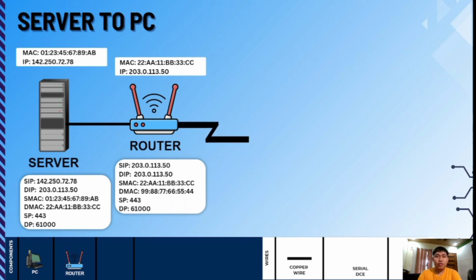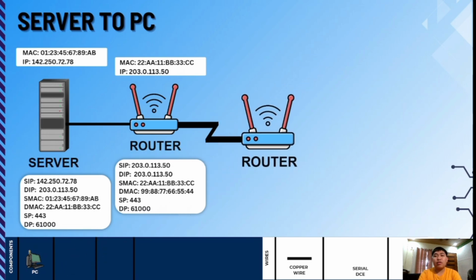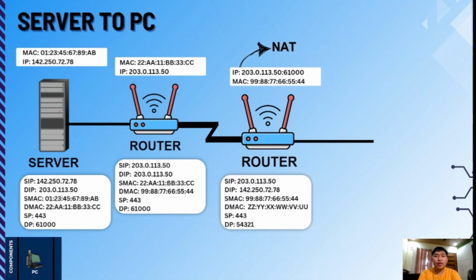The packet's IP addresses and ports remain unchanged. Step 3. The second router performs NAT. The second router receives the packet and recognizes the source as a response to an internal request. Using the NAT table mapping, the router matches the incoming packet details to the correct internal address. The router changes the destination IP address, or the DIP, from its public IP to the actual IP of the PC, which is 192.168.1.100. It also updates the MAC addresses to reach the final destination.